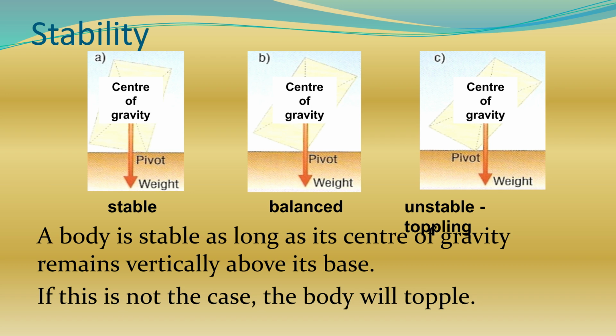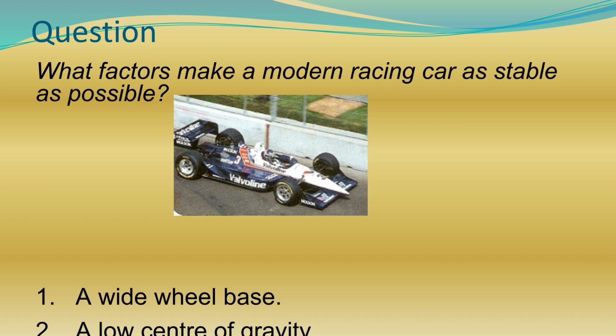A body is stable as long as its center of gravity remains vertically above its base. The examples show stable, balanced, and unstable toppling scenarios based on the center of gravity's position relative to the base and pivot. What factors contribute to the stability of a modern racing car? The 2 main factors are a wide wheelbase and a low center of gravity.